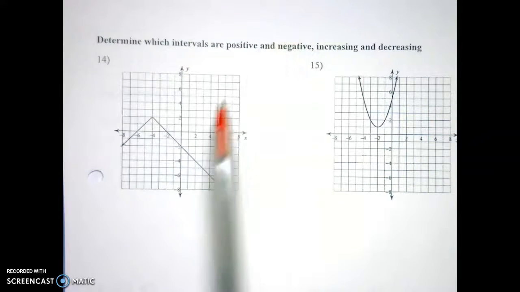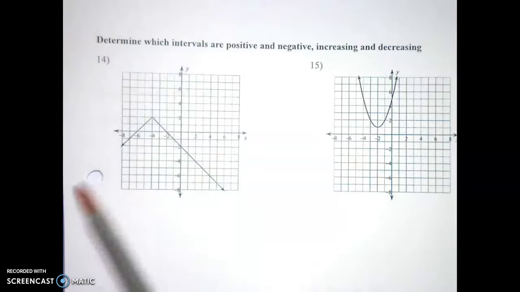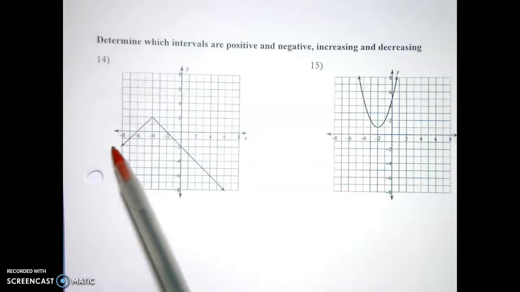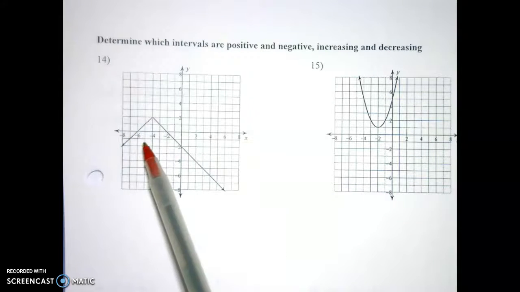And just like positive and negative intervals, our answers are in terms of x, but we're looking at the graph kind of in terms of y. So increasing is like, okay, when the y values are getting bigger, but then when we go to write our answers, we look at it in terms of x.